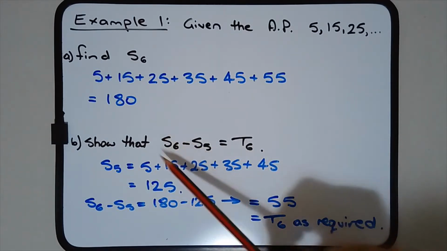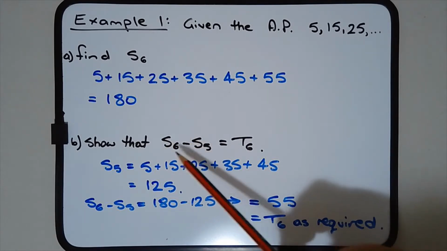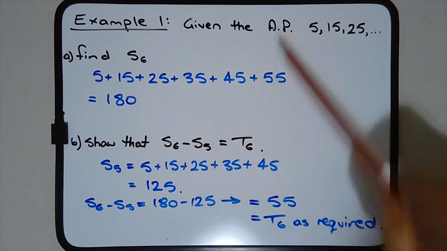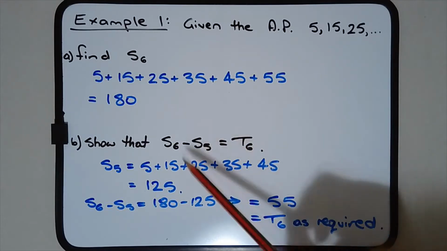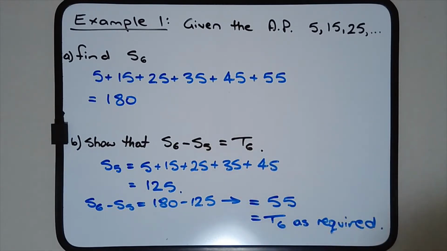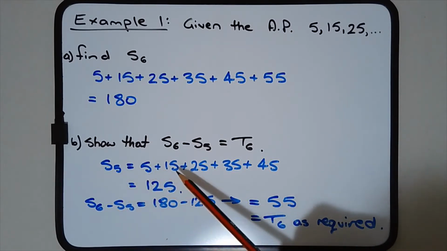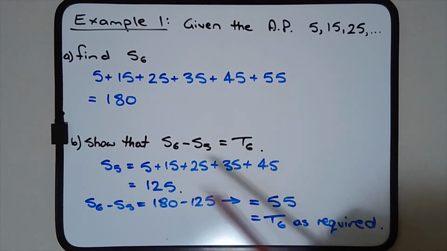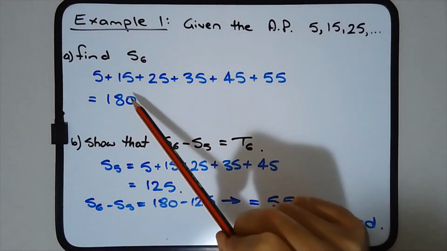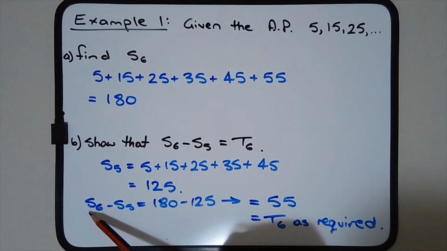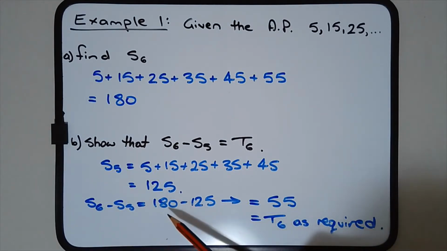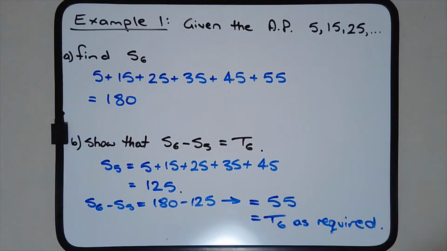So that's the sum of the first 6 terms minus the sum of the first 5 terms of this arithmetic progression. And we need to show that it equals the 6th term of this arithmetic progression. So S5 is equal to 5 plus 15 plus 25 plus 35 plus 45, and that equals 125. Now S6 we've worked out from part A, which is 180. So S6 minus S5 is equal to 180 minus 125, which equals 55, which equals T6 as required.